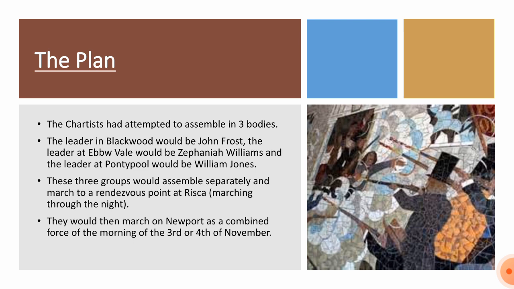So the plan. The Chartists had attempted to assemble in 3 bodies. The leader in Blackwood would be John Frost. The leader in Ebbw Vale would be Josiah Williams, and the leader at Pontypool would be William Jones. These 3 groups would assemble separately and march to a rendezvous point at Risca, marching throughout the night. They would then march on Newport as a combined force on the morning of November 3rd or November 4th.